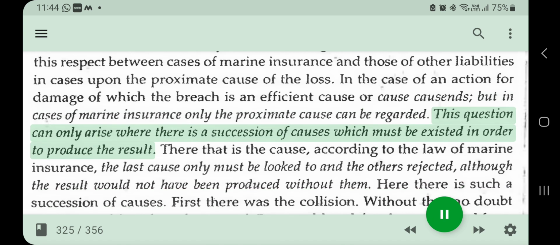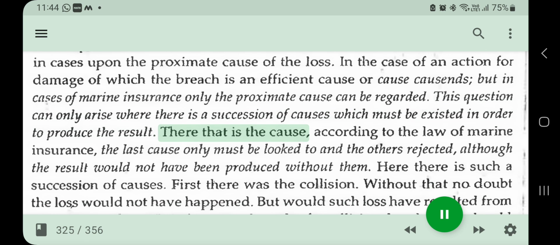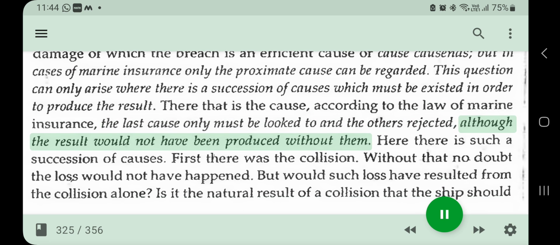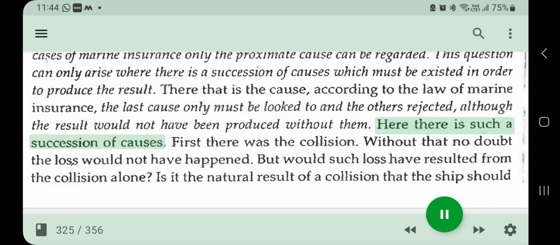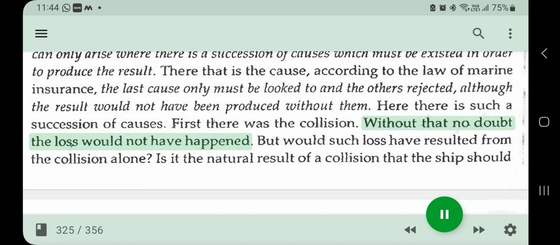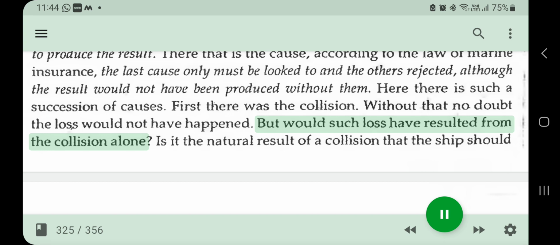This question can only arise where there is a succession of causes which must exist in order to produce the result. There, according to the law of marine insurance, the last cause only must be looked to and the others rejected, although the result would not have been produced without them. Here there is such a succession of causes. First there was the collision. Without that no doubt the loss would not have happened. But would such loss have resulted from the collision alone?